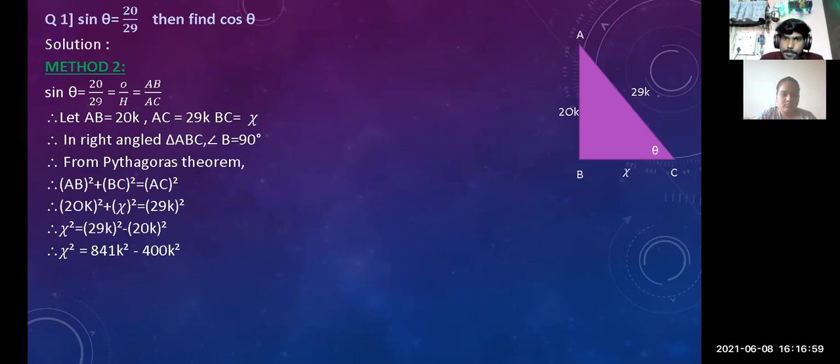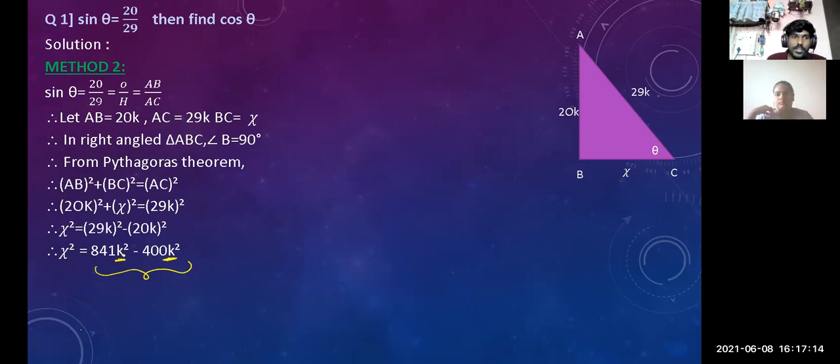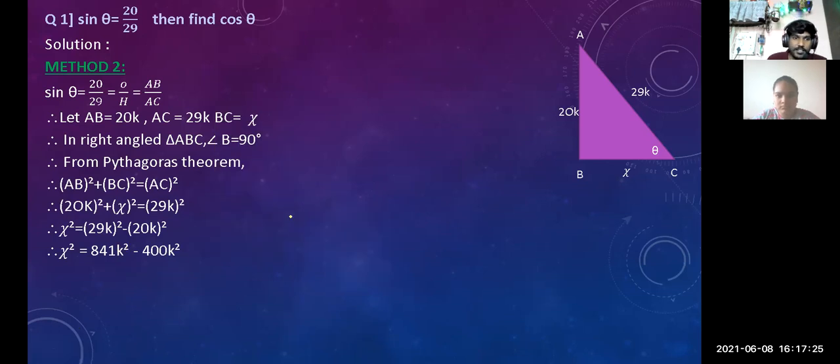Okay, now we can subtract it. Note one thing, why you can subtract it: both of them have K in it. Here also there is K square, here also there is K square. So that is why we can subtract this. Suppose if this K square would not be here, then it would not be possible to subtract. Since both of them have K square, you can subtract it. So can you tell me what you will get after subtracting 841 minus 400?